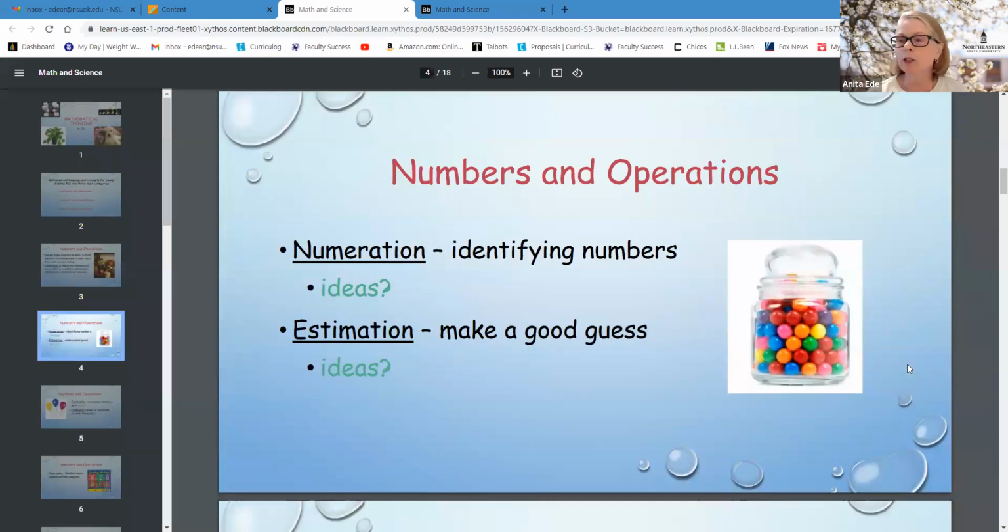Numbers and operations includes numeration, which means identifying what a number is. What is that line that just does this? Well, that's a 1, but you have to be able to know that.